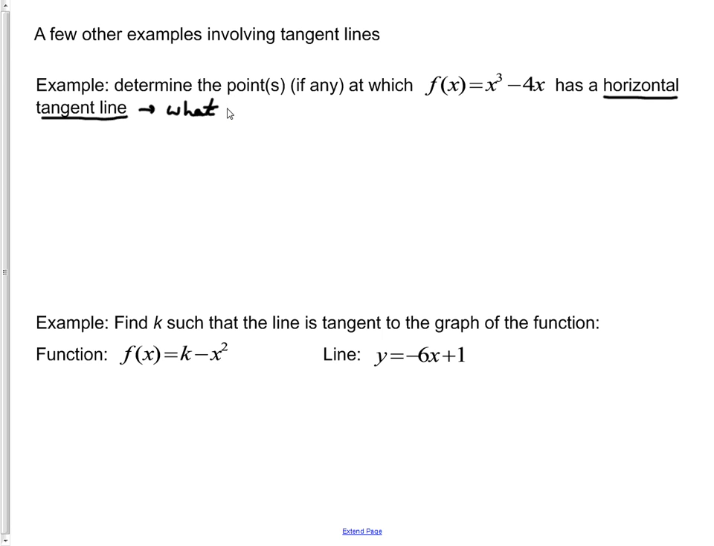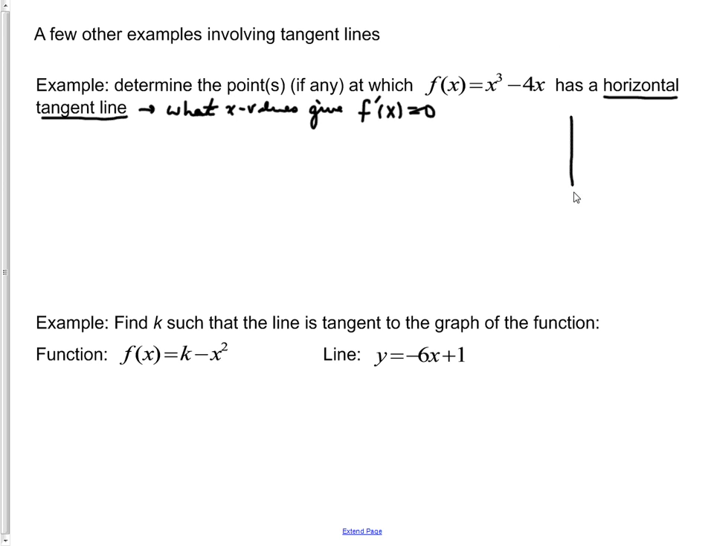what x values give the points where the derivative is equal to 0. Why 0? Well, we say it's a horizontal tangent line.